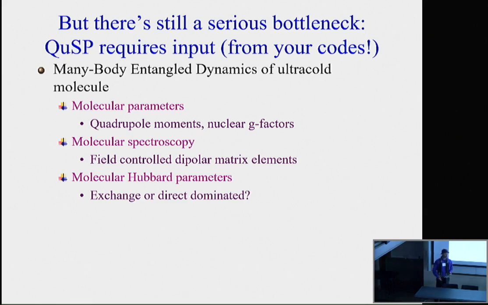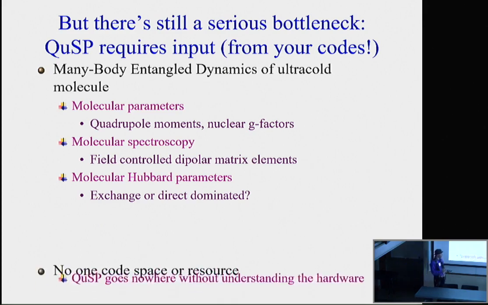I have to go and rederive all this stuff from Brown and Carrington and then write it all up in code, and so on. I don't have a good app store to just do that. And then I have to get the molecular Hubbard parameters, which is a whole other piece. And if I'm modeling magnetism, I want to know, do I have exchange or direct dominated magnetism? Very basic many-body question. I cannot do that without these other pieces, okay?